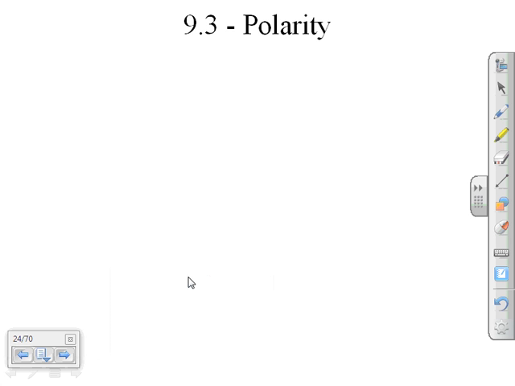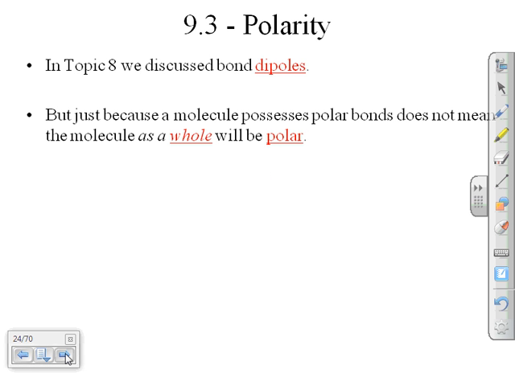This presentation is on 9.3 and 9.4 for AP Chemistry. Recall in the last topic that we discussed bond dipoles, looking at bonds in which one of the atoms likes the electrons a little bit more than the other one, and so the electrons hung out around that atom a little bit more, creating a dipole, a negative end to that side and a positive end to the other side.